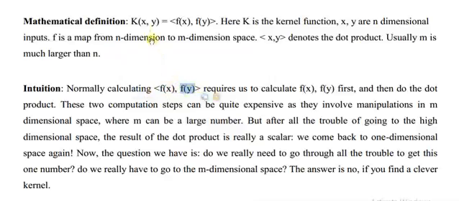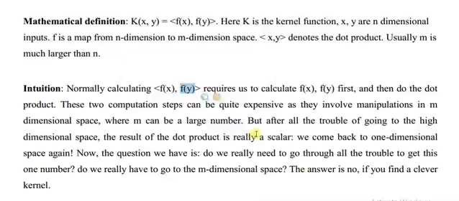First we need to transform the given x comma y to the m dimension space, and then we need to find the dot product. These two computations are very expensive because they involve manipulation in m dimensional space, where m can be a large number. But after all the trouble of going to the high dimensional space, the result of the dot product is a scalar. We know that dot product always gives a scalar and cross product gives a vector. We come back to one dimensional space again. That's the most important thing: we transform from one dimension to another for our simplification.